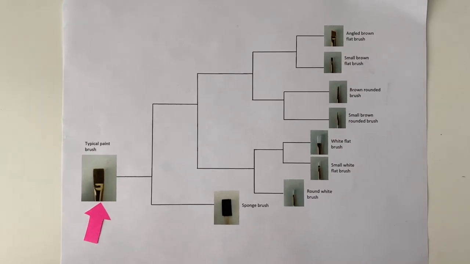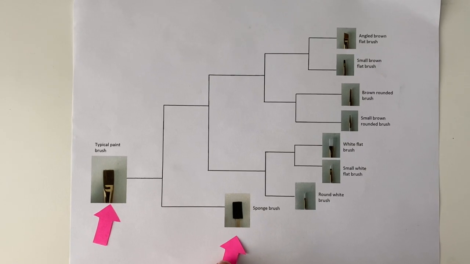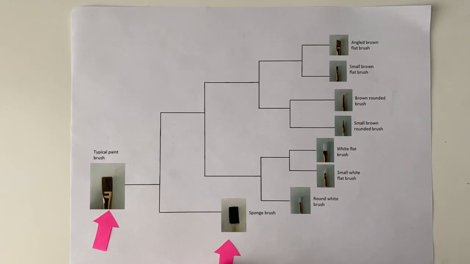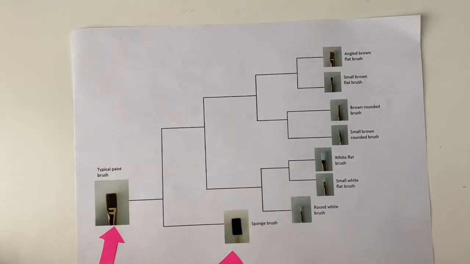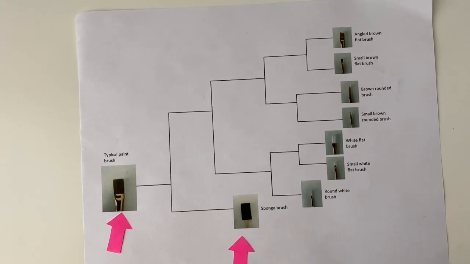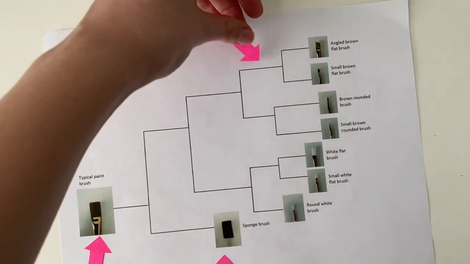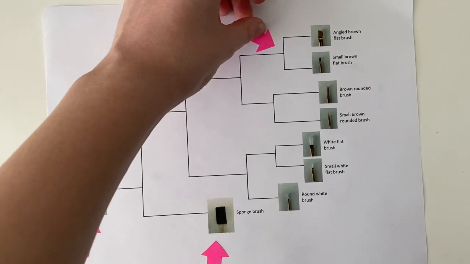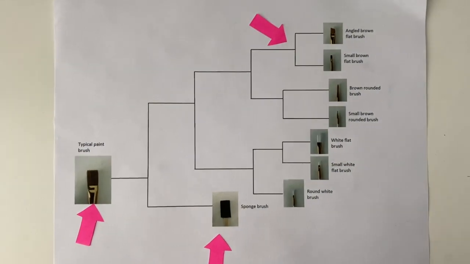Now this tree also has an outgroup, the sponge brush, which allows the tree to be rooted. This phylogenetic tree also has internal nodes, which represent common ancestors that existed before divergence.